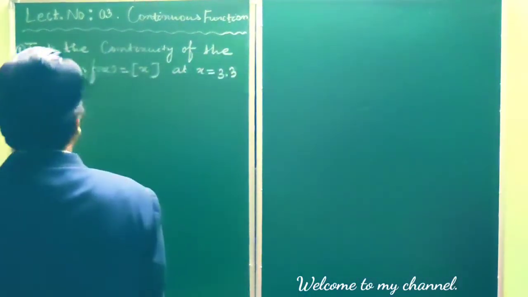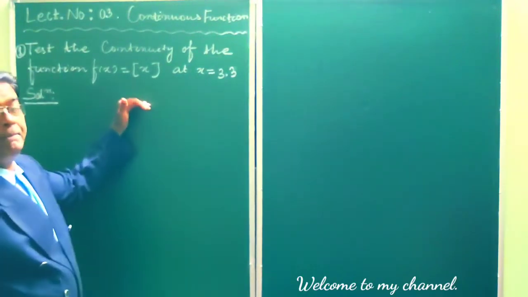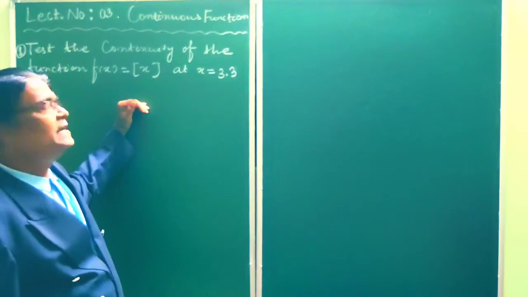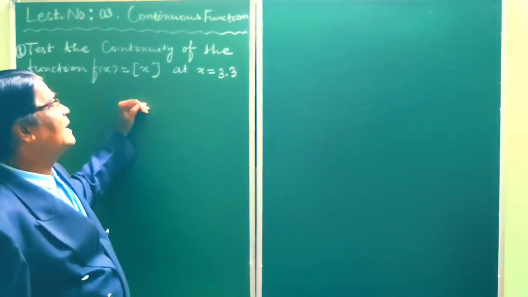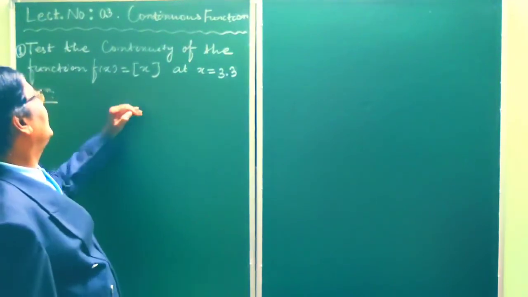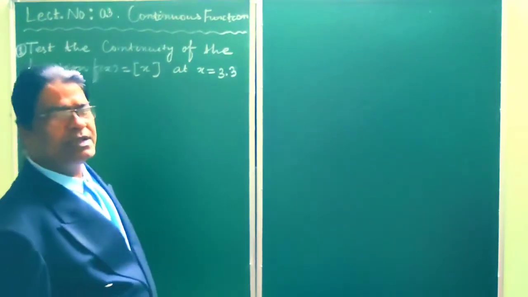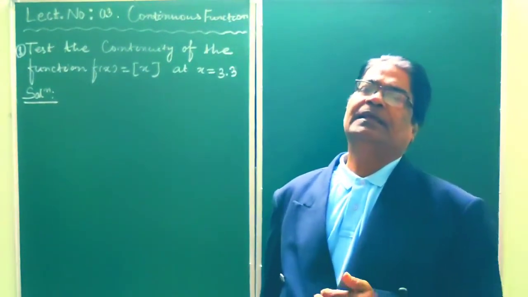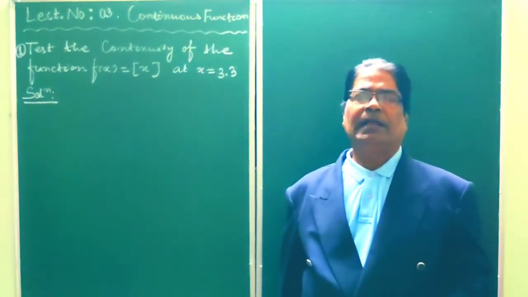Test the continuity of the function f(x) = [x], the greatest integer function, at x = 3.3. In order to test the continuity of this function, we have to verify 3 properties of continuity.